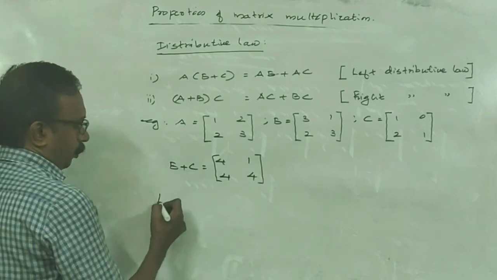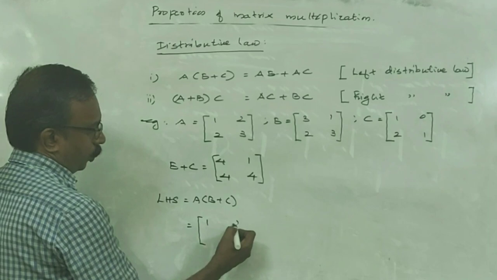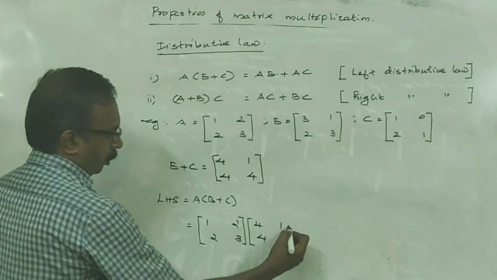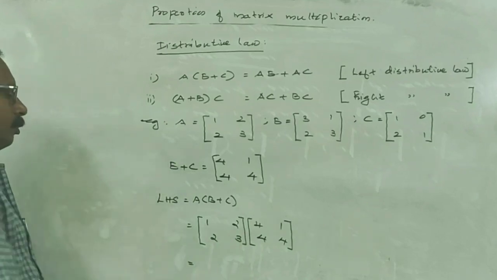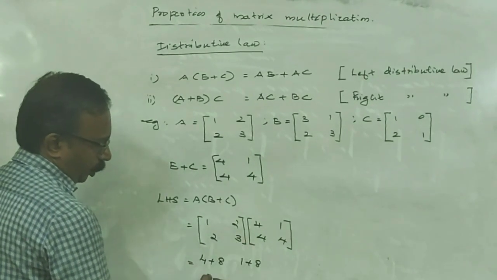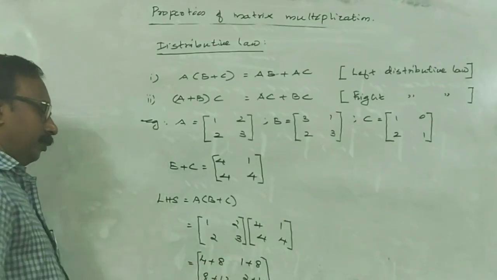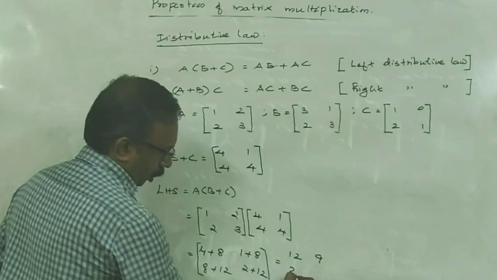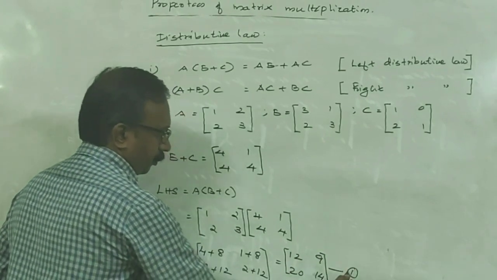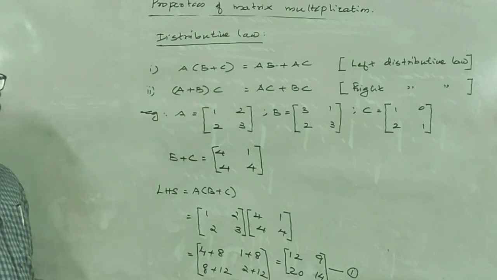Now, LHS is equal to A into (B plus C). A matrix is [1, 2; 2, 3], into the B plus C matrix, which is [4, 1; 4, 4]. Now, 1 into 4 is 4, plus 2 into 4 is 8, that is 12. 1 into 1 is 1, plus 8 is 9. 2 into 4 is 8, plus 12 is 20. And 2 into 1 is 2, plus 12 is 14. So we get [12, 9; 20, 14]. This is equation number 1. Here we find B plus C, then A into (B plus C), that is the LHS of the first expression.